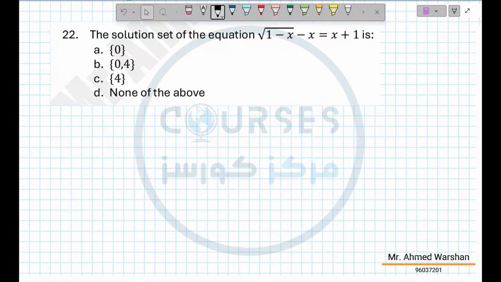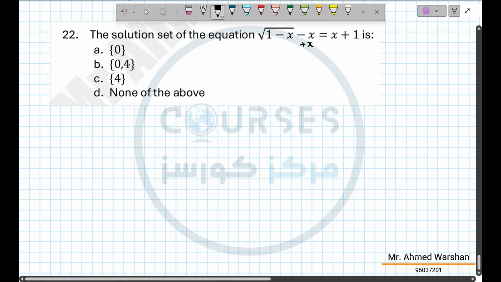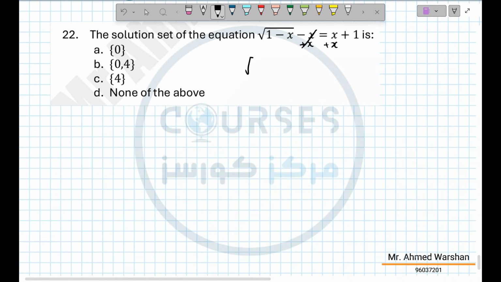Okay, so in this question we want to solve this equation. This is a radical equation. The way to solve it is by making the square root alone, so we're going to add x. So we are left with square root of 1 minus x equals x plus x, which is 2x plus 1.